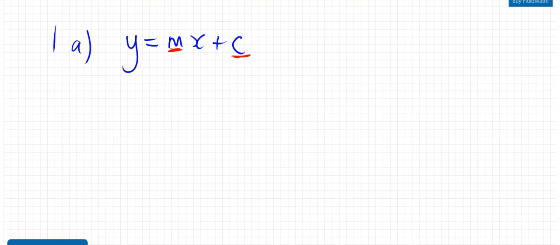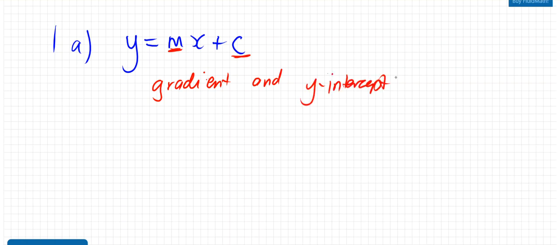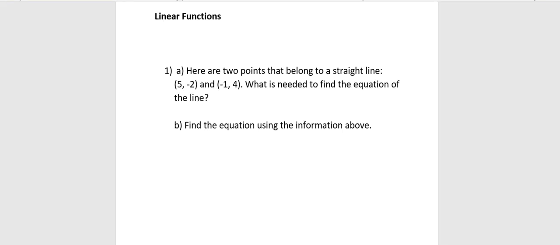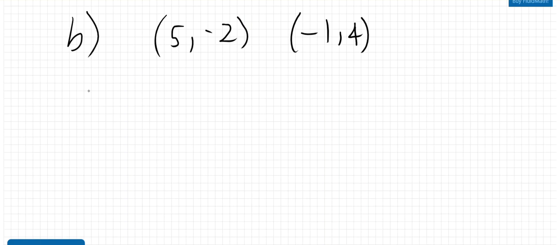Once we find those 2 values, we have the equation of a straight line. So you can say for 1a, the gradient and the y-intercept are what we need to find this straight line. Now 1b asks us to find the equation using the information above. So we've got our 2 points and we know we need to find the gradient and then the y-intercept. Okay, so first we need to find the gradient and then we can find the y-intercept.